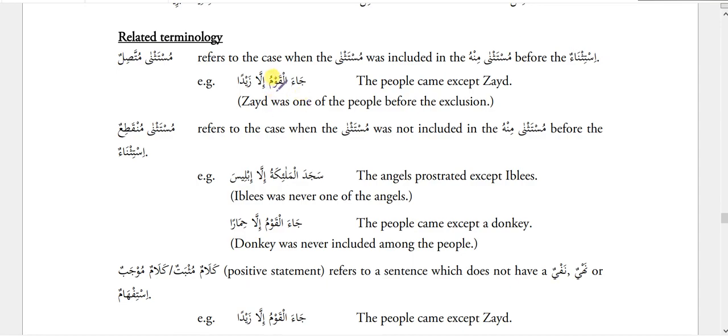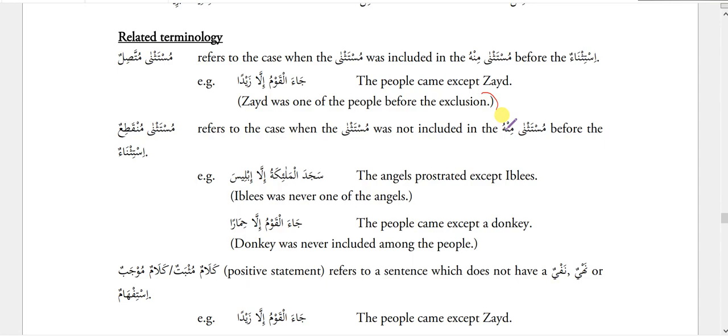For example, ja'a al-qawmu illa Zaidan, the people came except Zaid. Zaid was one of the people before exclusion. So mustasna muttasil is such type of mustasna which was a part of mustasna minhu, but he did not act with mustasna minhu. For example, Zaid is a person who used to be part of one nation or one qawm, but when the qawm came, Zaid stopped himself from coming. So here Zaid was actually part of that group, but now he decided not to come or follow with the group. So here Zaid is mustasna, but which type of mustasna?